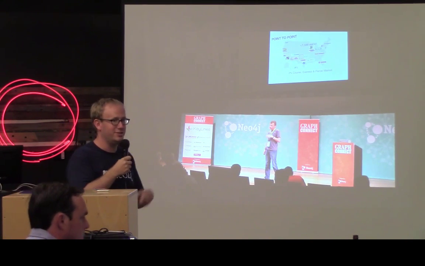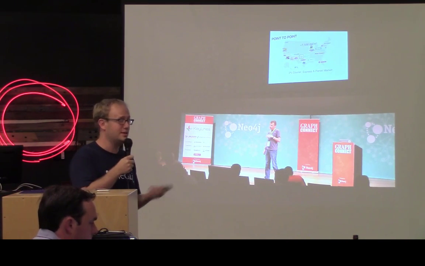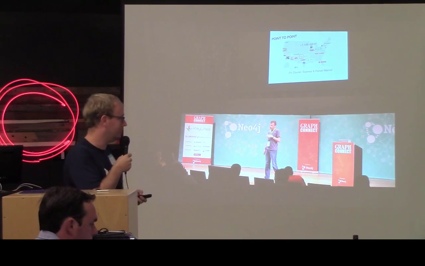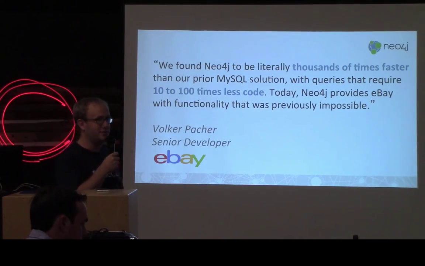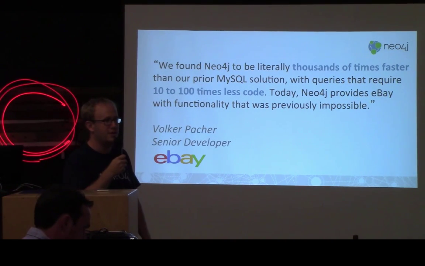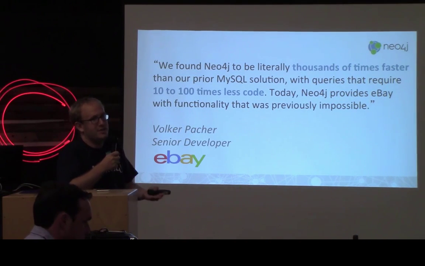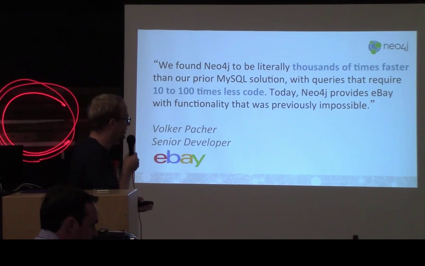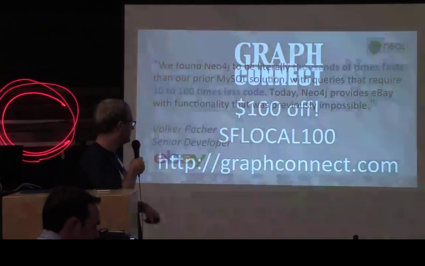But that's really what it's all about. It's about doing those quick performing queries in things like this, in routing and logistics. It's very useful for him. So he said, we found Neo4j to literally be thousands of times faster than their previous MySQL solution. And then the other point here is also really important, with 10 to 100 times less code. Basically, it took less code to write the application and less code to maintain it. So all around, they ended up saving a lot of engineering time as well as time for their customers.